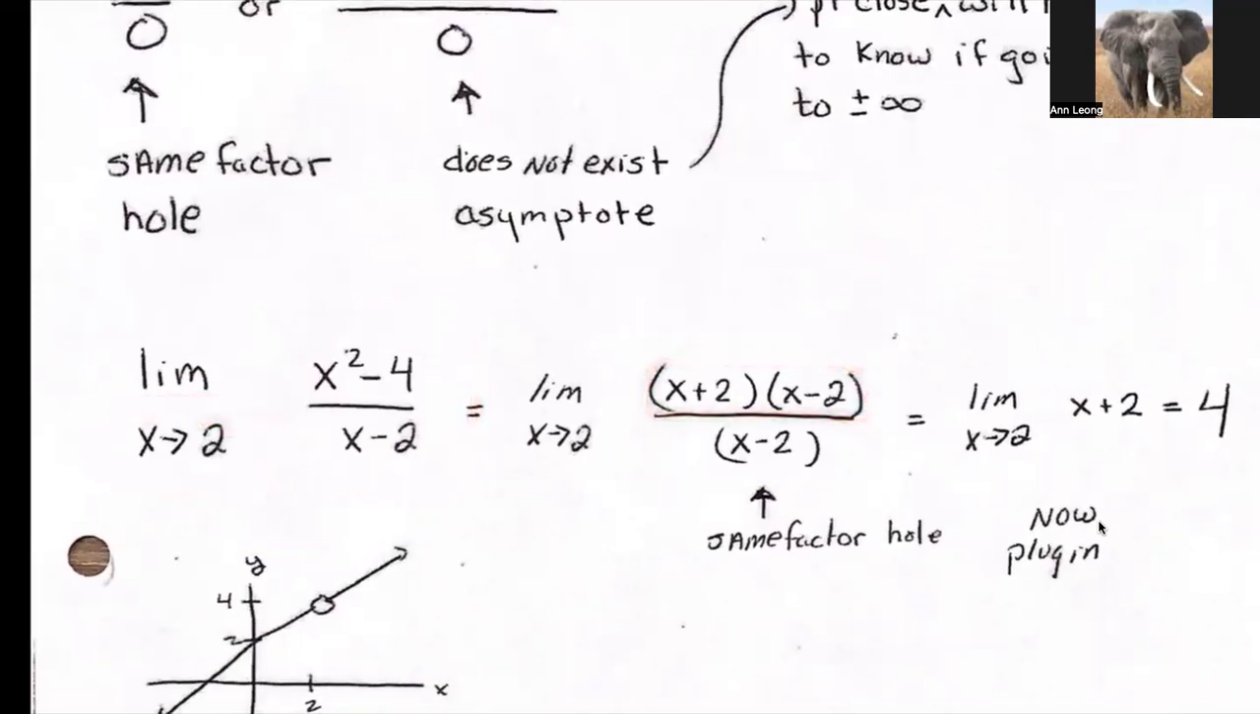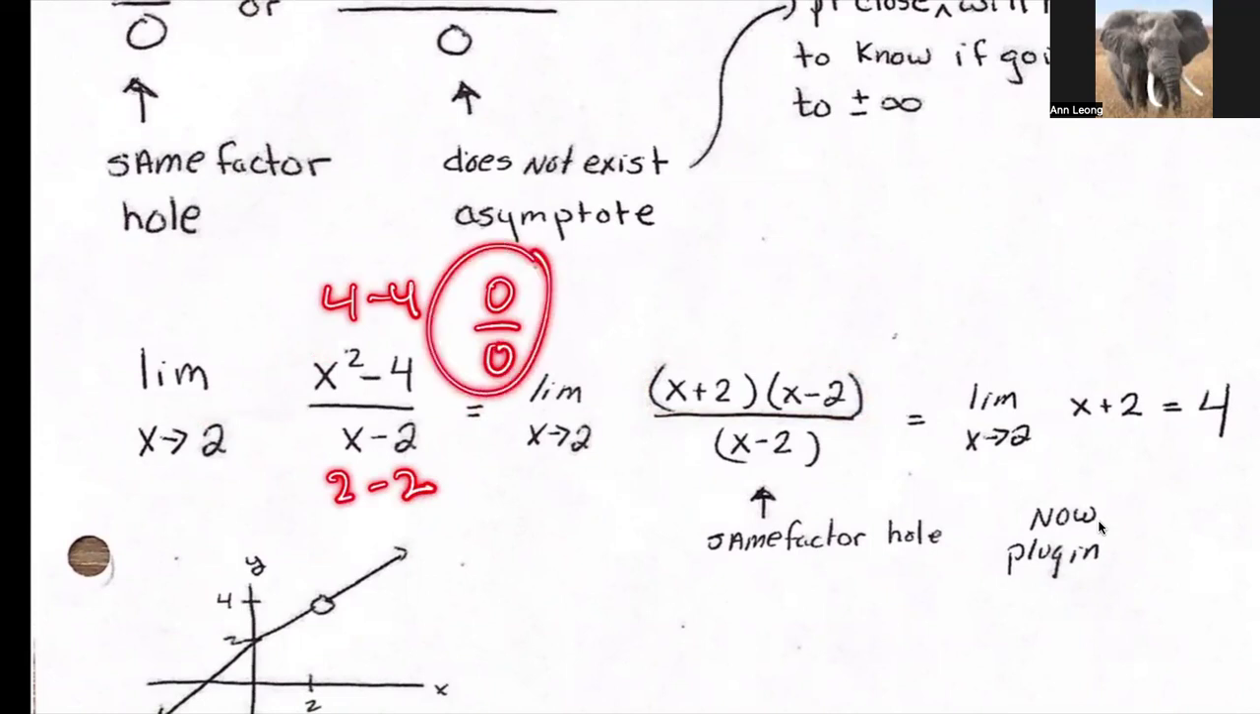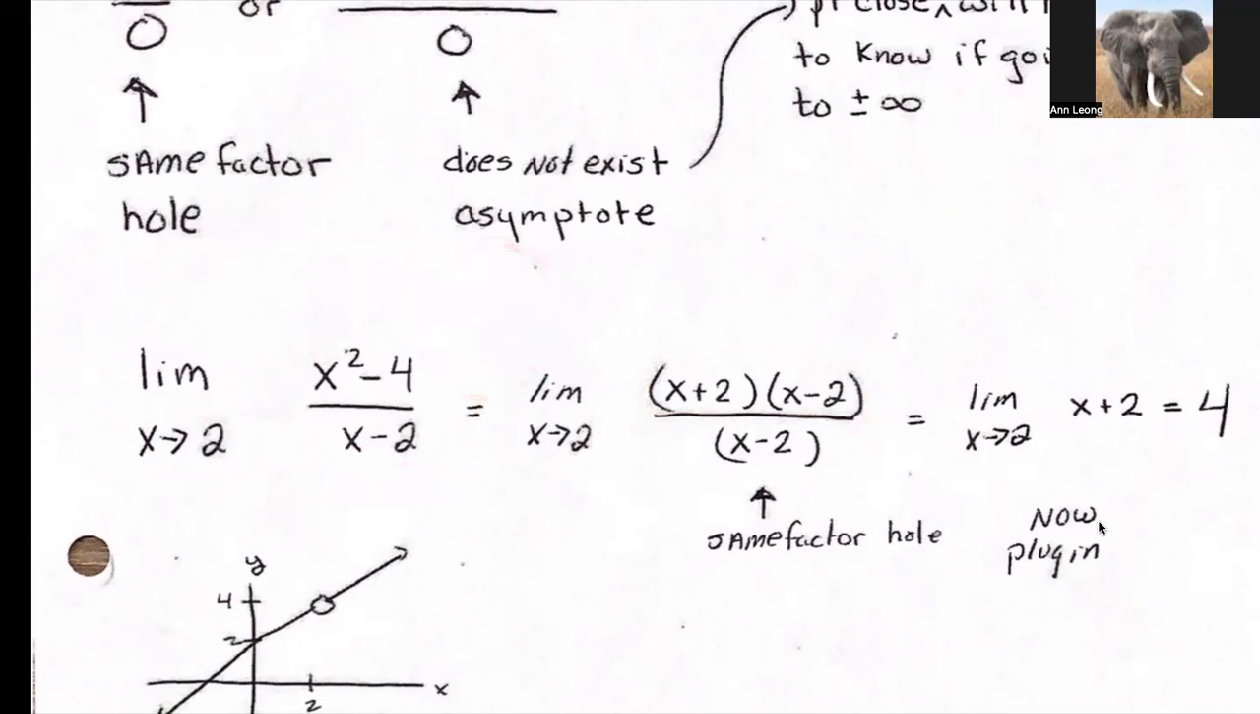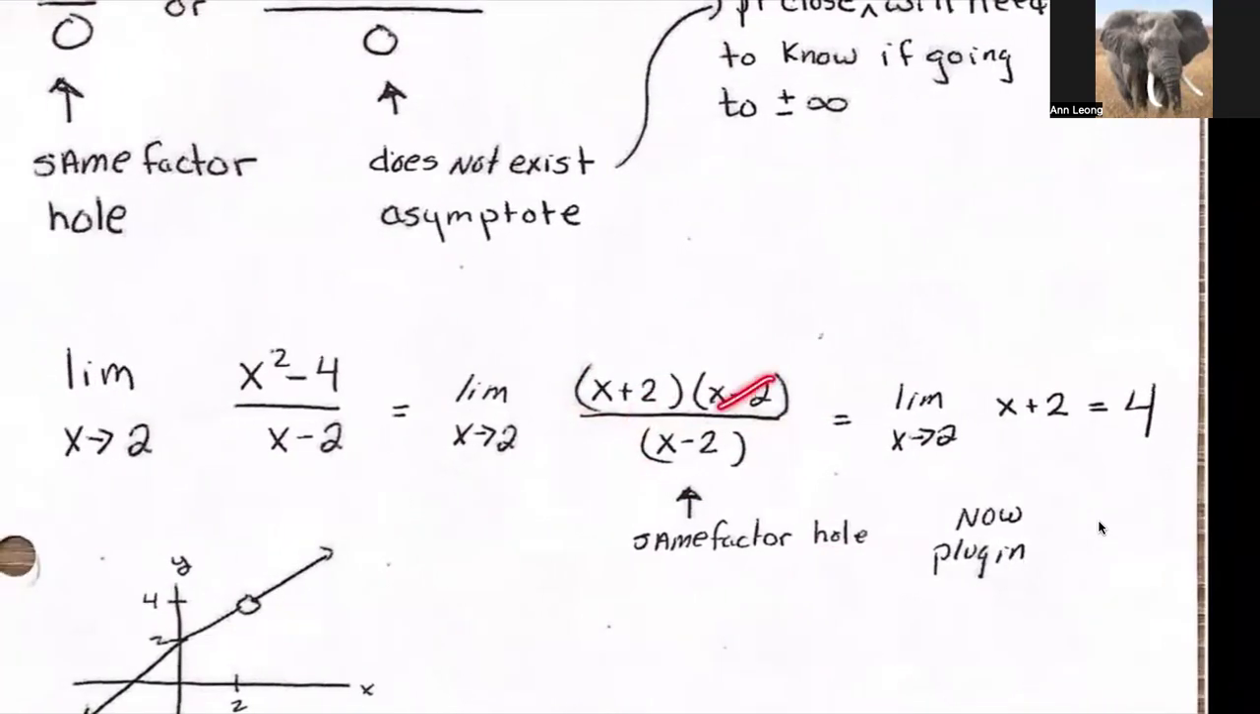Well, first off, if I were to plug in 2, right, you get 4 minus 4 over 2 minus 2. So we get that 0 over 0 situation. So we know there's going to be a hole. All right, so when we factor the numerator, we see, in fact, there's that common factor here. So definitely have a hole at x is 2. Okay, and so we can reduce that down.